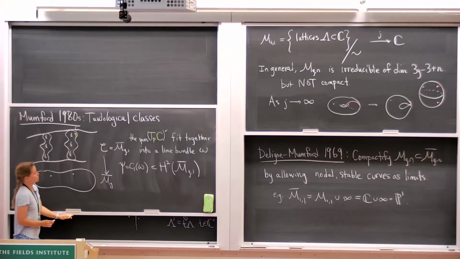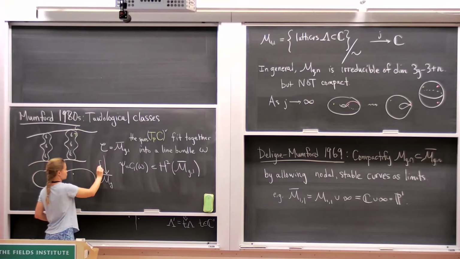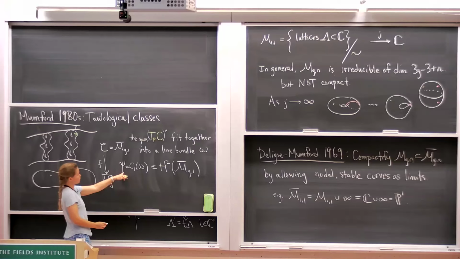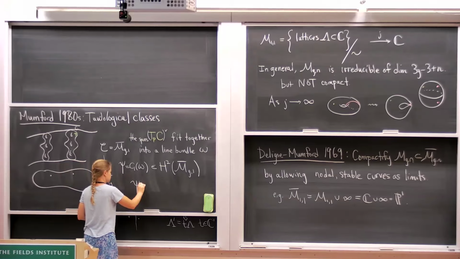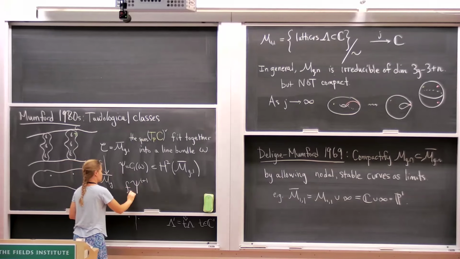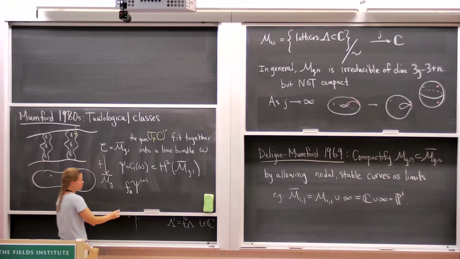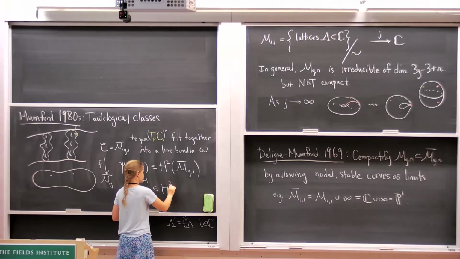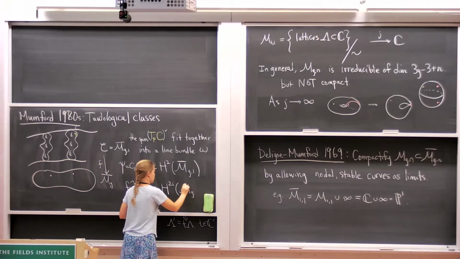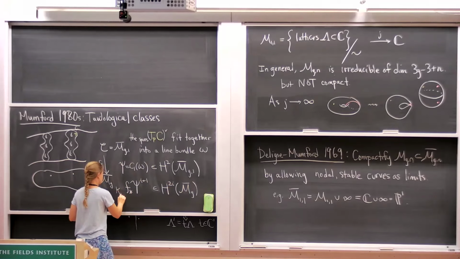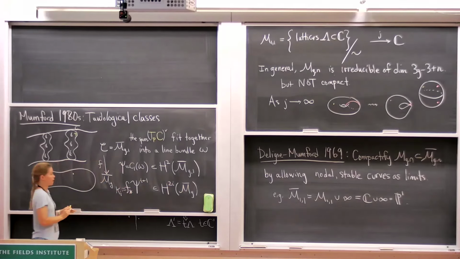Now, if I want to get a class on Mg bar, what I could do is take powers of this class, psi, and then push forward along this map. So when you account for the degree shift in pushing forward, this is going to land in H2i of Mg bar. And this class we call kappa i.